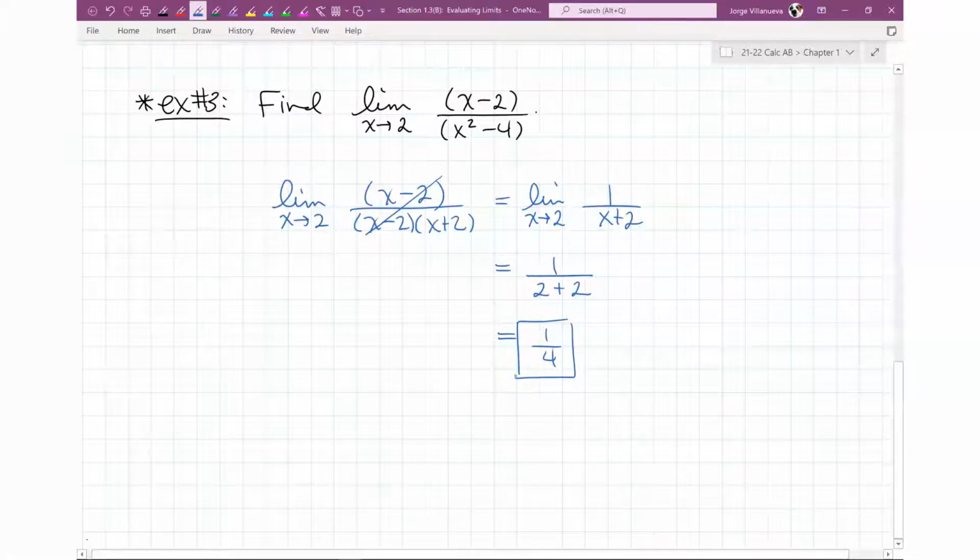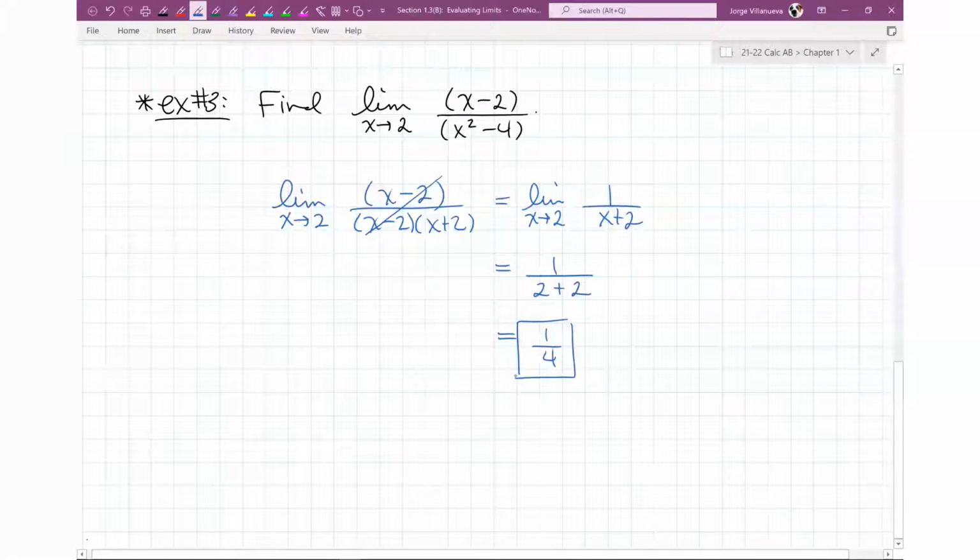Okay, now you can go ahead and have Desmos graph it for you so you can follow along, just to see exactly what you're getting. You'll be able to see that you'll get 1/4 as an answer. Okay, 0.25.